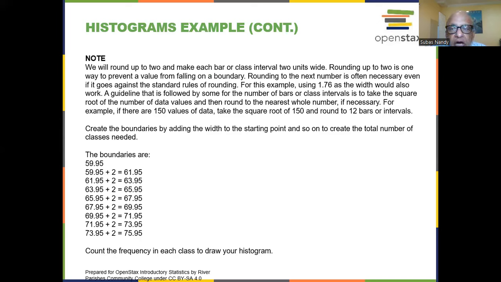We will round up to 2 and make each bar or class interval 2 units width. Rounding up to 2 is one way to prevent a value from falling on a boundary. Rounding up to the next number is often necessary if it goes against the standard rule of rounding. For this example, using 1.76 as the width would also work.